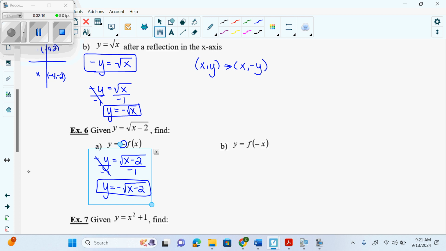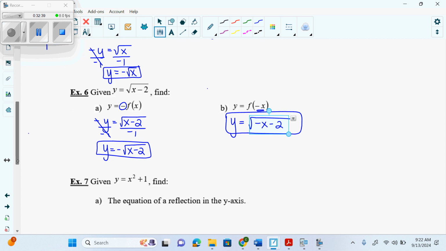B is a reflection in the y-axis because it's with the x. So all of my x's are going to be negative x. So I have y equals square root, and that negative x gets tossed and replaced with negative x minus 2. Nothing happens to the 2 because it's just affecting the x. And this one was easier because it only had one x. The other equation we did had more than one x, so we should replace all the x's with negative x.